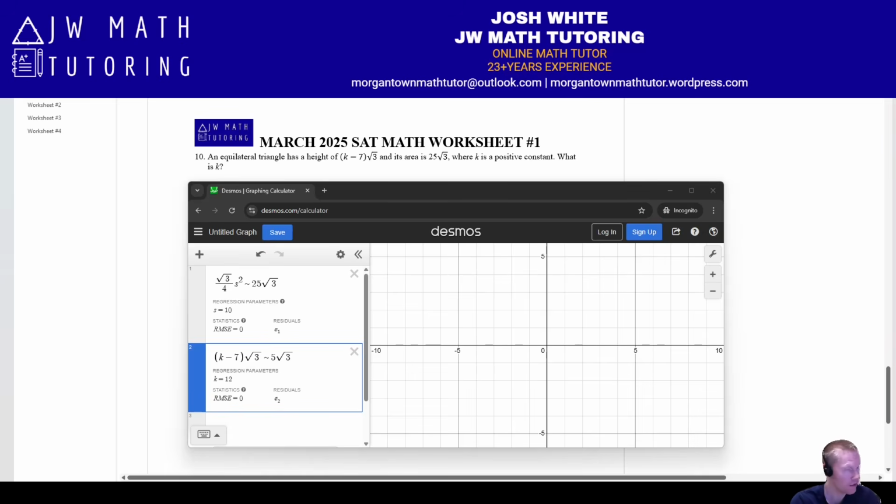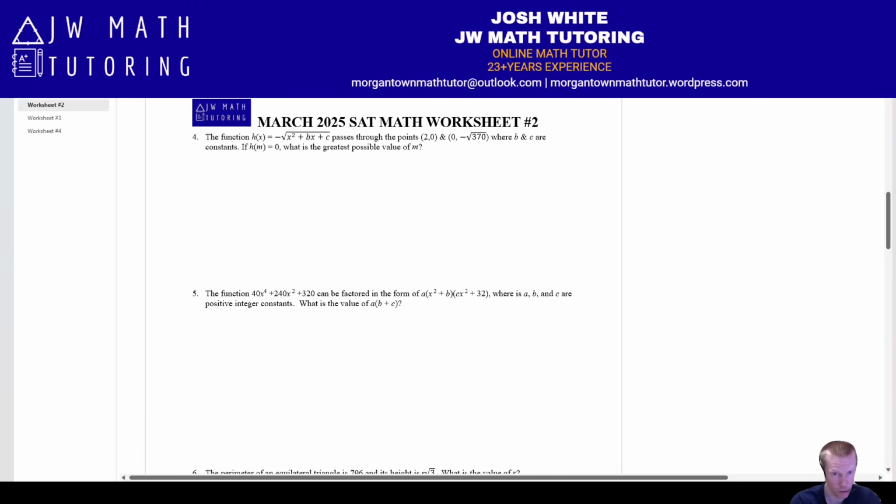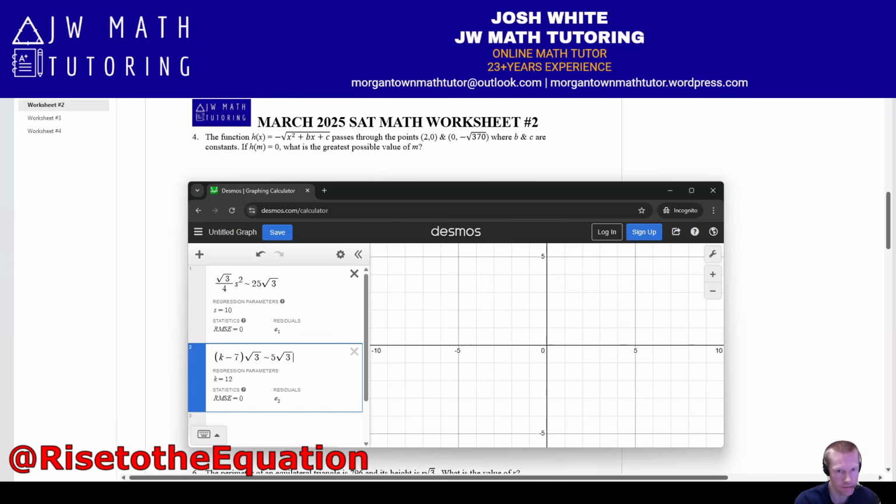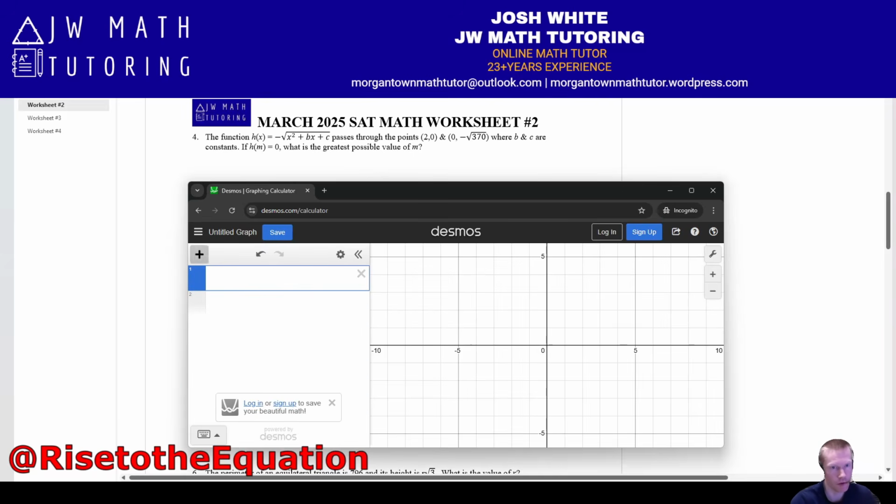All right, next, let's go to worksheet number 2, and we're going to start with problem number 4. For this one, there are actually 2 different methods that you could do. One method, which I may have talked about in some other videos, is that when you go to do the regression, if you just put it in as it's listed and put in the 2 points, it doesn't work properly. So there are some workarounds for that.